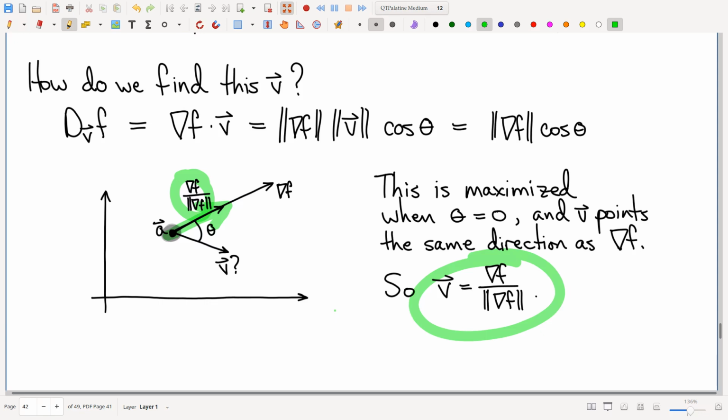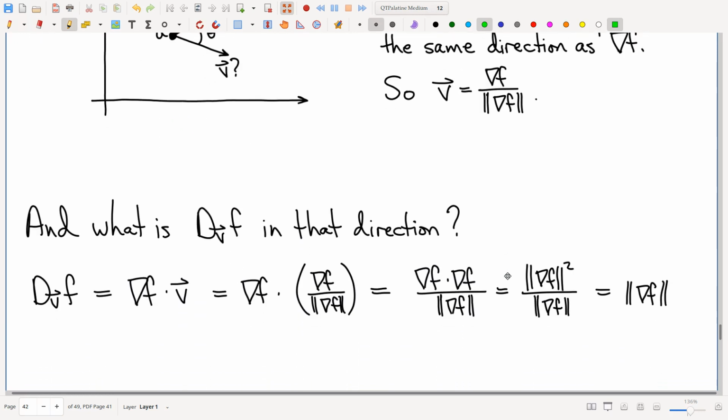Yep? Is that generalizable to all problems like this, or just this one? Yeah. The direction of fastest increase is always the direction of the gradient vector. Yep. Nice and simple. Next natural question is, okay, cool. So that's the direction that makes the directional derivative as big as possible. All right. How big is it? That's the biggest it can get.